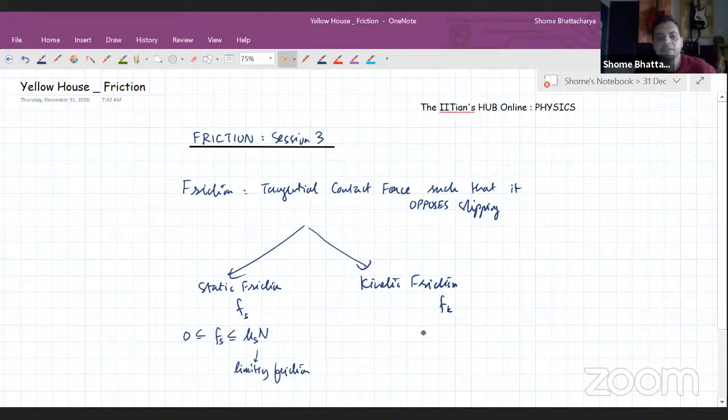Whereas kinetic friction acts whenever there is slipping, and it has a fixed value of coefficient of kinetic friction into normal reaction. Its value is independent of whether the external force is acting or not. Its value is a fixed value and it opposes slipping. Okay, so let's begin with an example question.